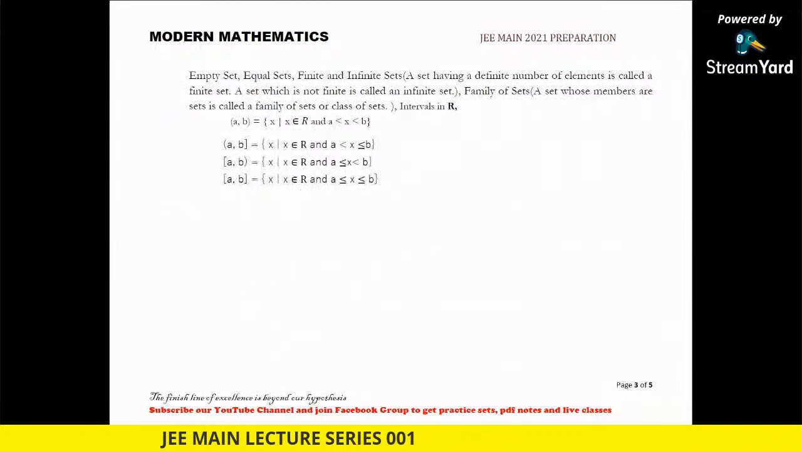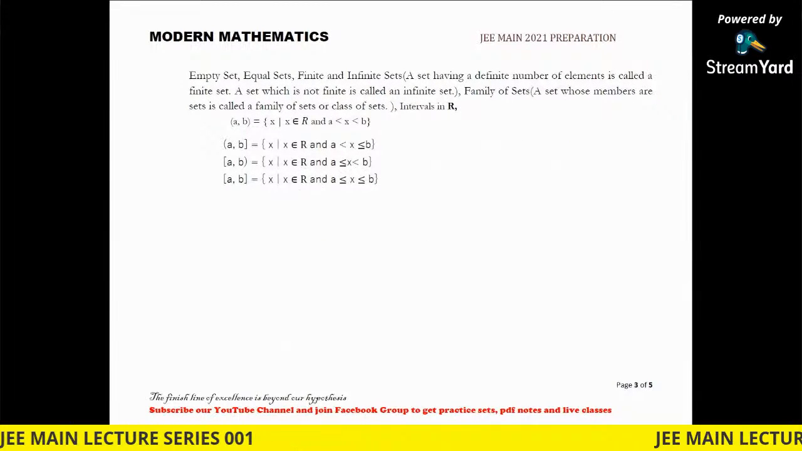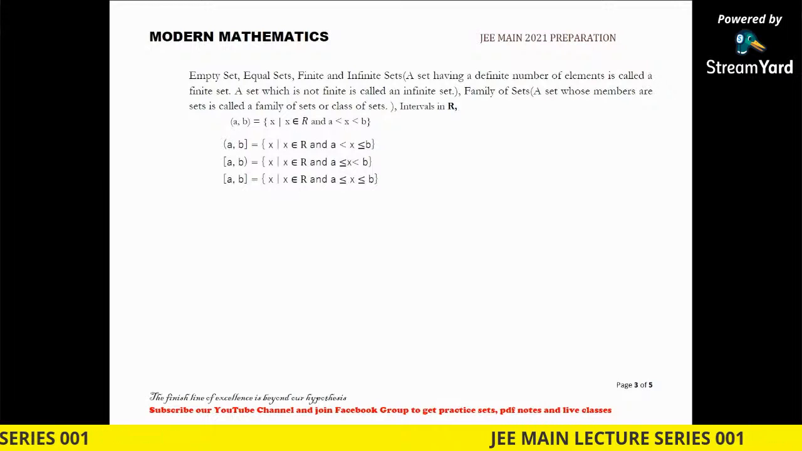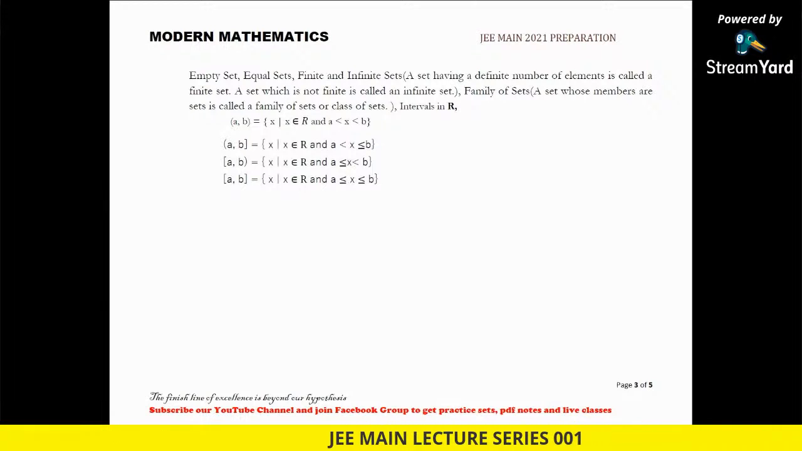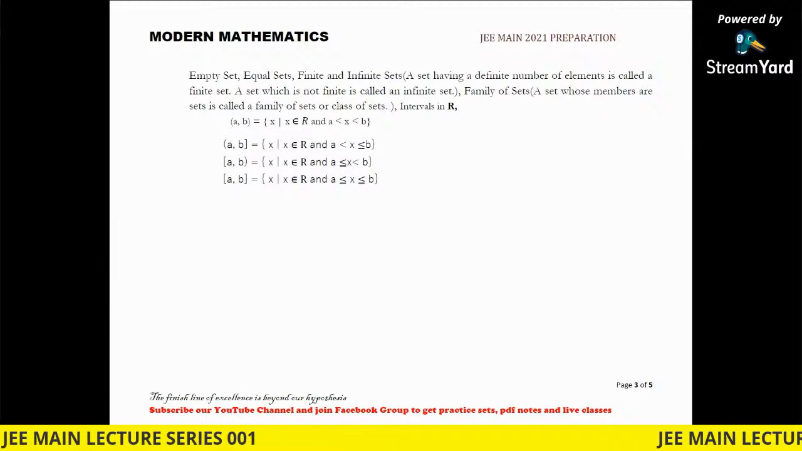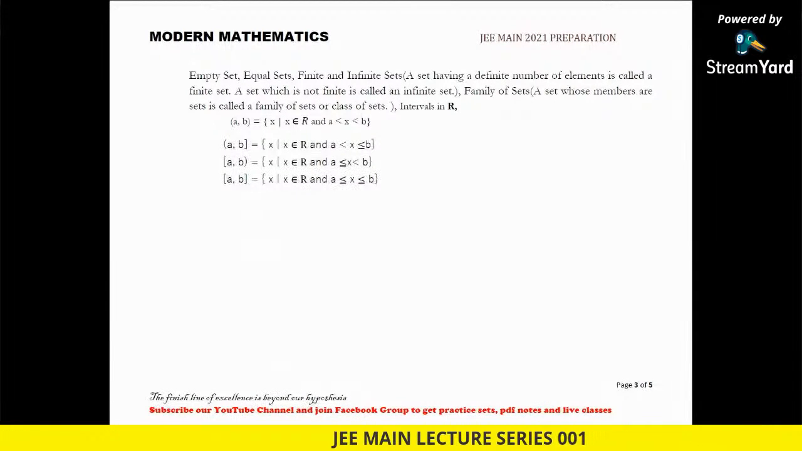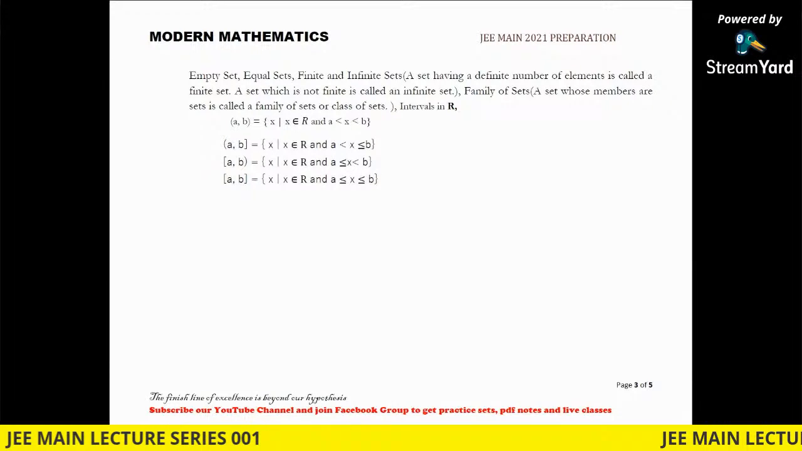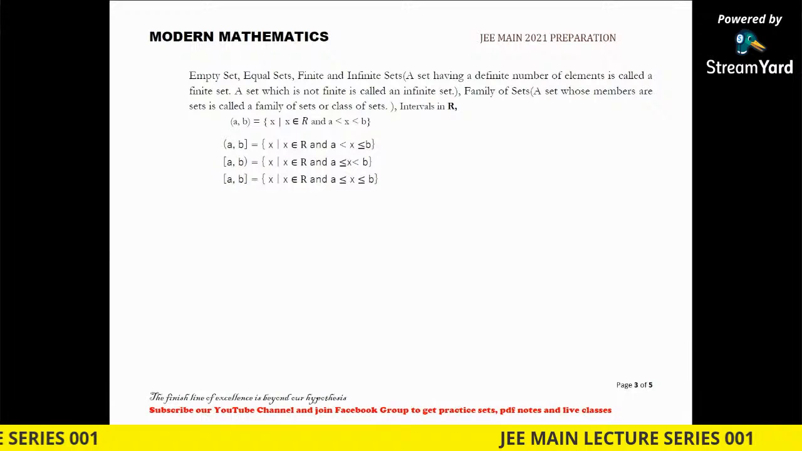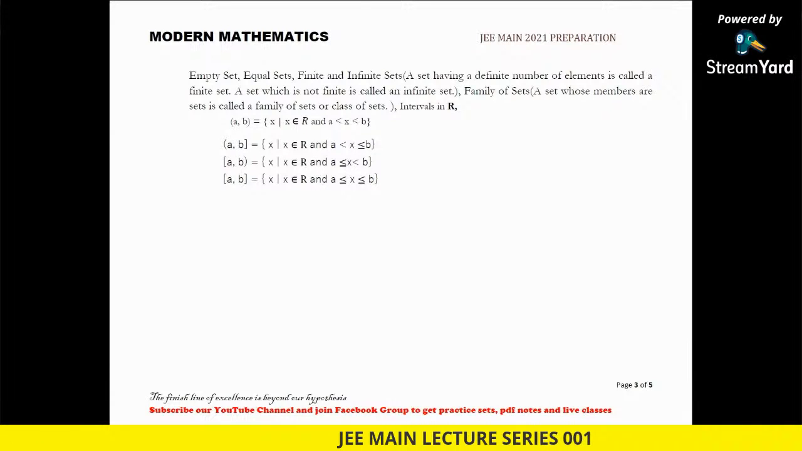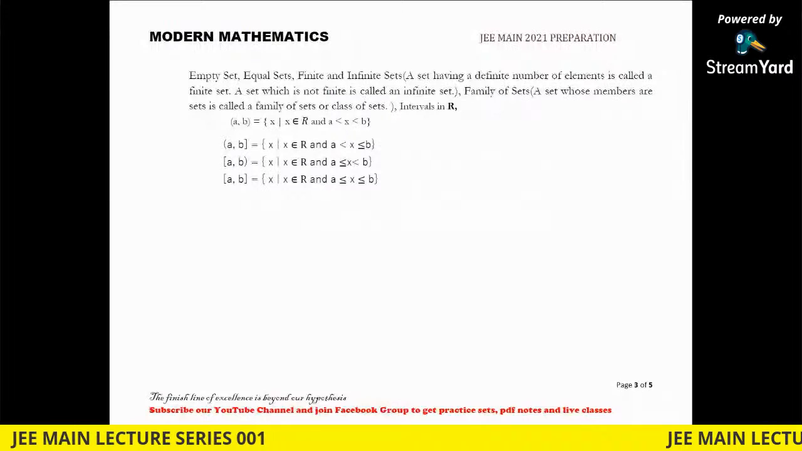Next, the family of sets. Very, very important topic, you have to mark it here. This is also called the set of sets. A set whose members are also sets is called a family of sets, or class of sets. It is also called the set of sets.